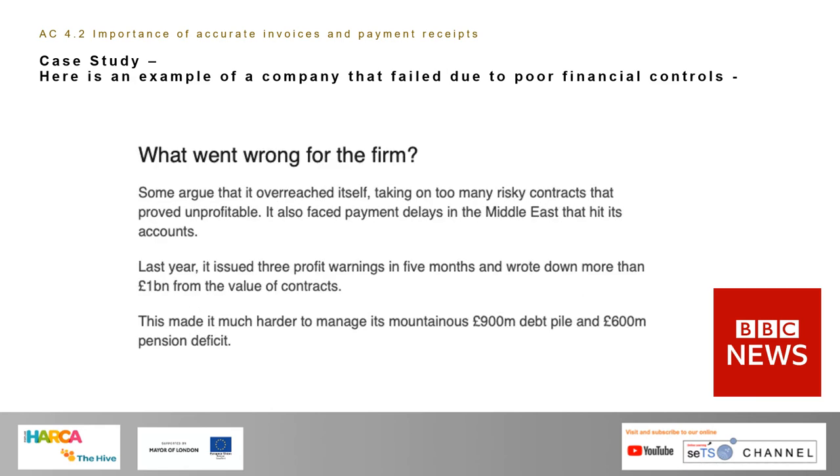What went wrong for the firm? Some argue that it overreached itself, taking on too many risky contracts that proved unprofitable. It also faced payment delays in the Middle East that hid its accounts. Last year, it issued 3 profit warnings in 5 months and wrote down more than £1 billion from the value of its contracts, and this made it much harder to manage its mountainous £900 million debt pile and £600 million pension deficit.